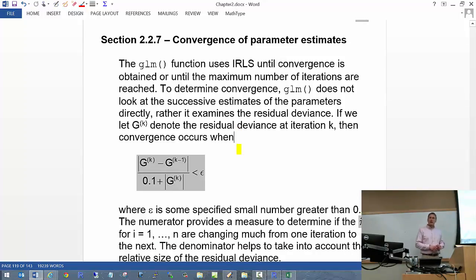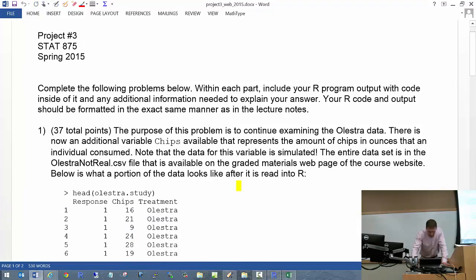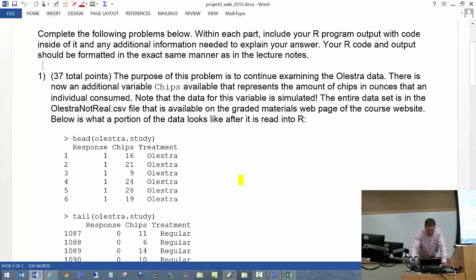Are there any questions about this section before we go on to the next section? Actually, before we do that, let's talk about the next project. Similar format to before, you can work in groups of up to 3.